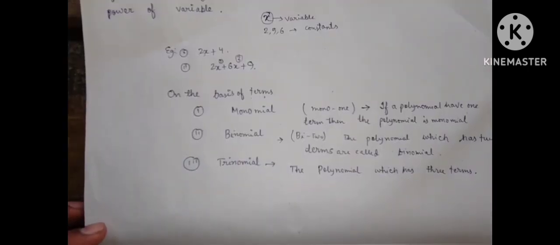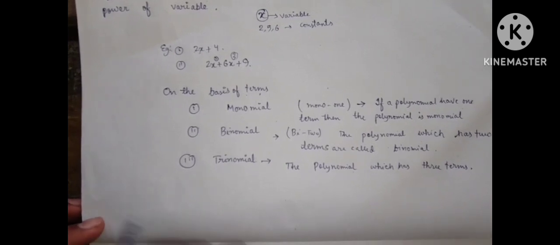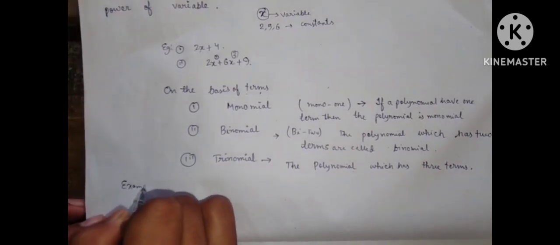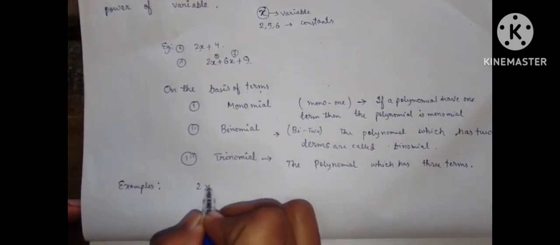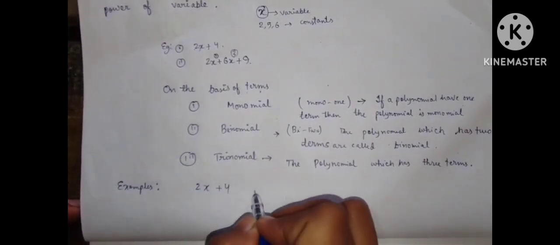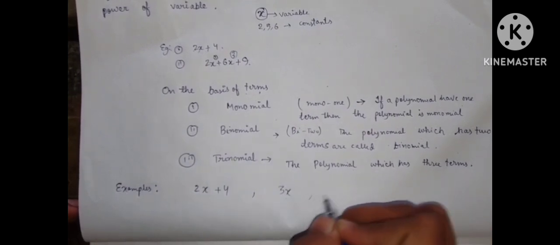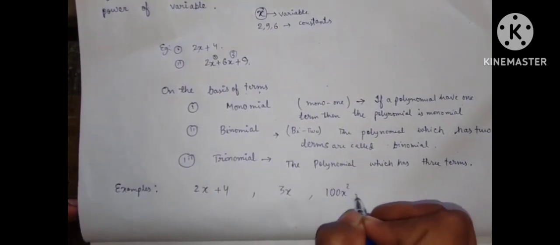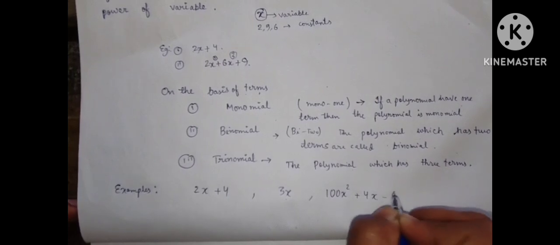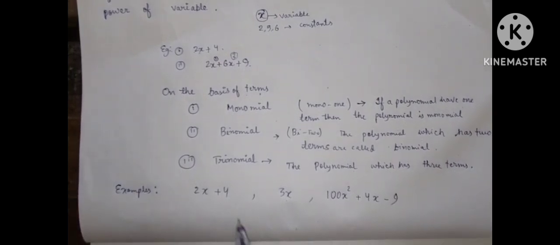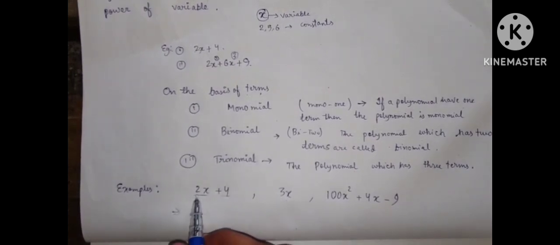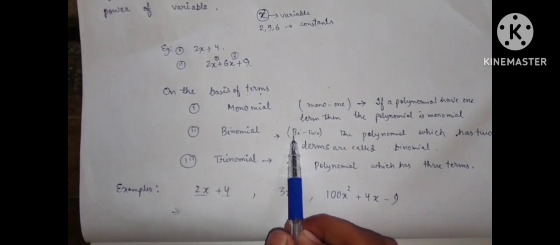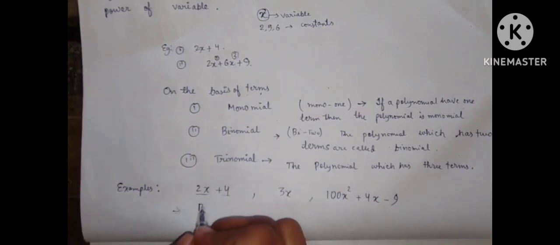Now I'll write down the examples of monomial, binomial, and trinomial. Okay, so look here, examples. Now 2x plus 4, 3x, 100x square plus 4x minus 9. So now let us examine what they are. They are monomial, binomial, or trinomial. So look here, since it has two terms, so now since these are two terms, bi means 2, right? So it is a binomial.